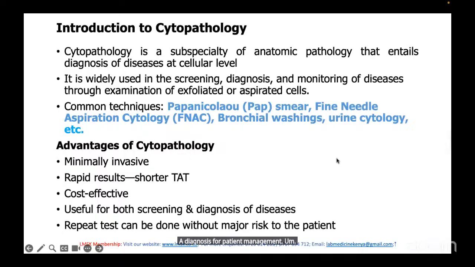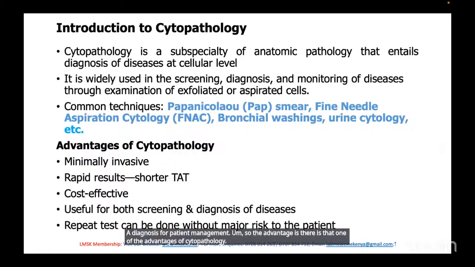One of the advantages of cytopathology is that when we are using cytological techniques, we get rapid results. So we have a shorter turnaround time of giving the patient results. A patient can get results within 30 minutes, 1 hour, or within a day, depending on the personnel available, in relation to histopathology, where you'll take 4 days, 1 week, a month to obtain the results.